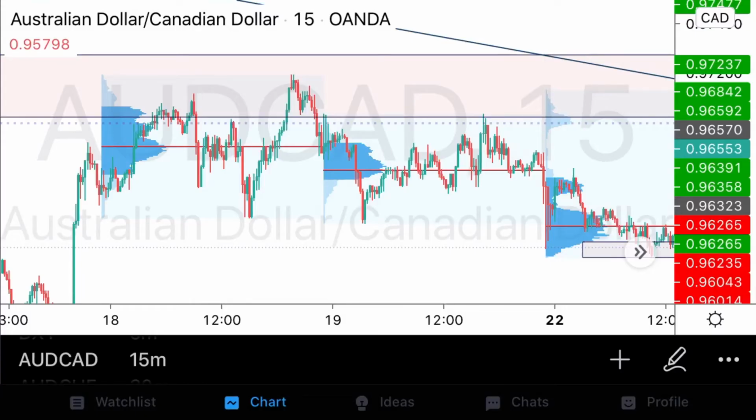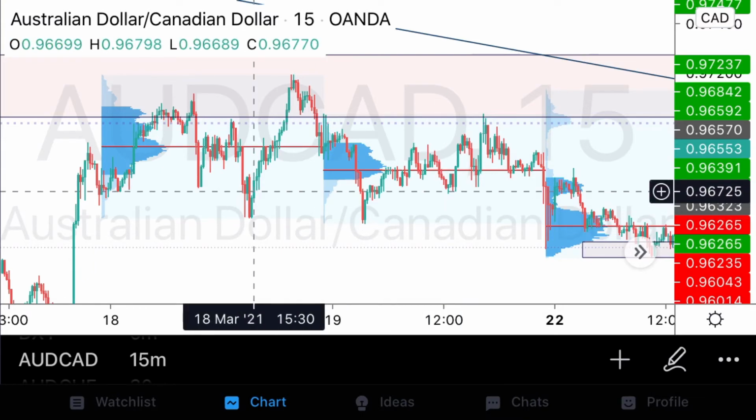Welcome to the charts, guys. So we're having a look at Aussie CAD now. Just letting you guys know that the volume profile is not specific to just one currency pair. You can use it on whatever you're looking at, basically. So looking at things on Aussie CAD, we're just going to go over the general overview of what a volume profile is and how we can also use this.